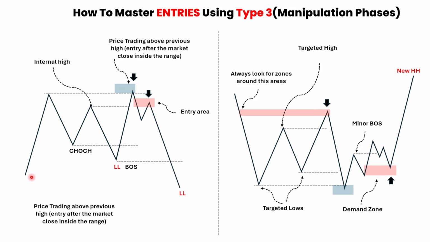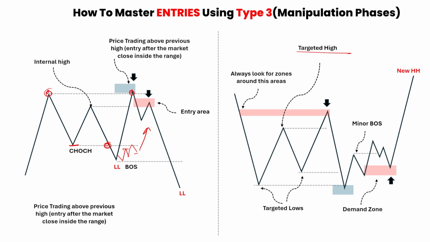But if you wait for price to give you this entry area here, after price has made so many manipulations, you can still trade here. Like for instance, if price breaks this low here, you just need to find something like this and then enter to the upside and target this previous high here.